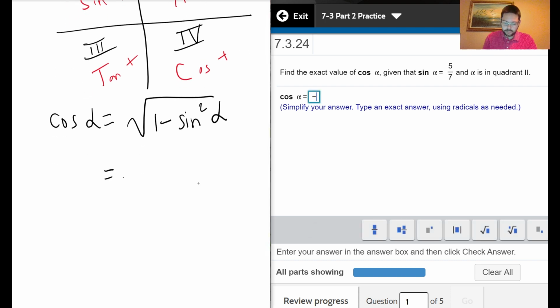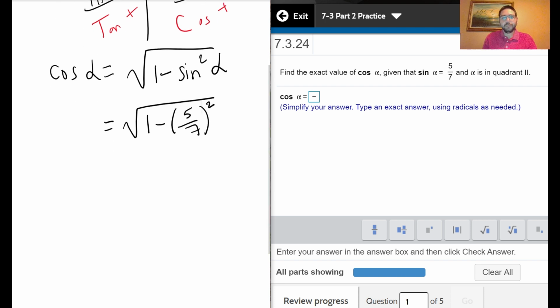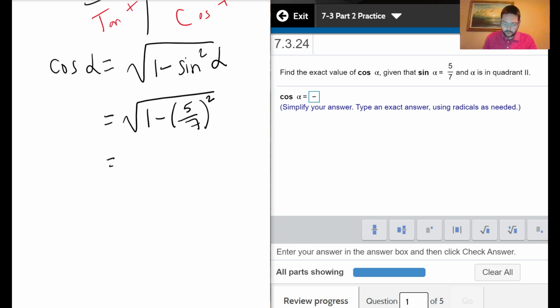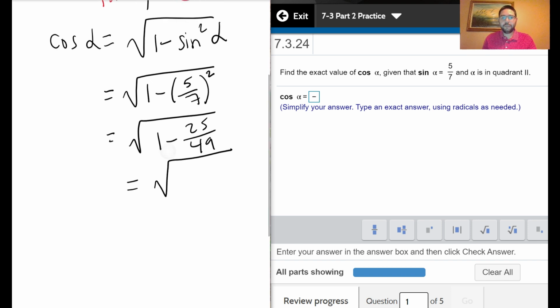So we have equals square root of 1 minus, and then write down what they told you sine was equal to. Sine was equal to 5/7, and then you have to square it. So we get square root of 1 minus 25/49. Remember, 1 is the same thing as 1/1, so put that over 1. You need a common denominator here.